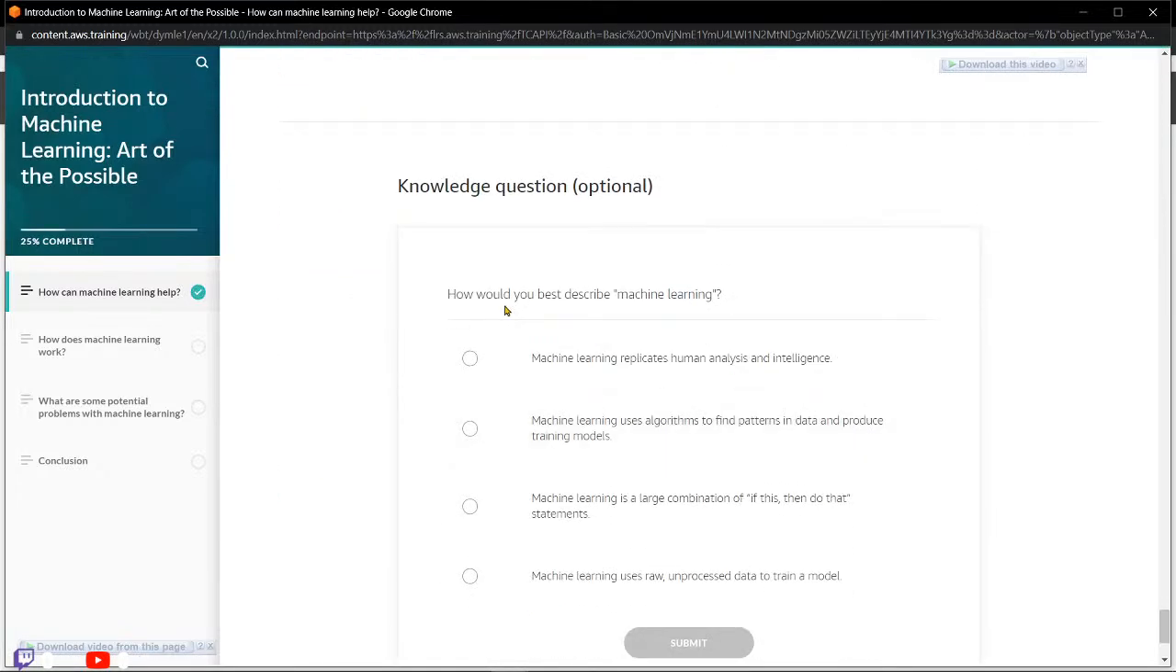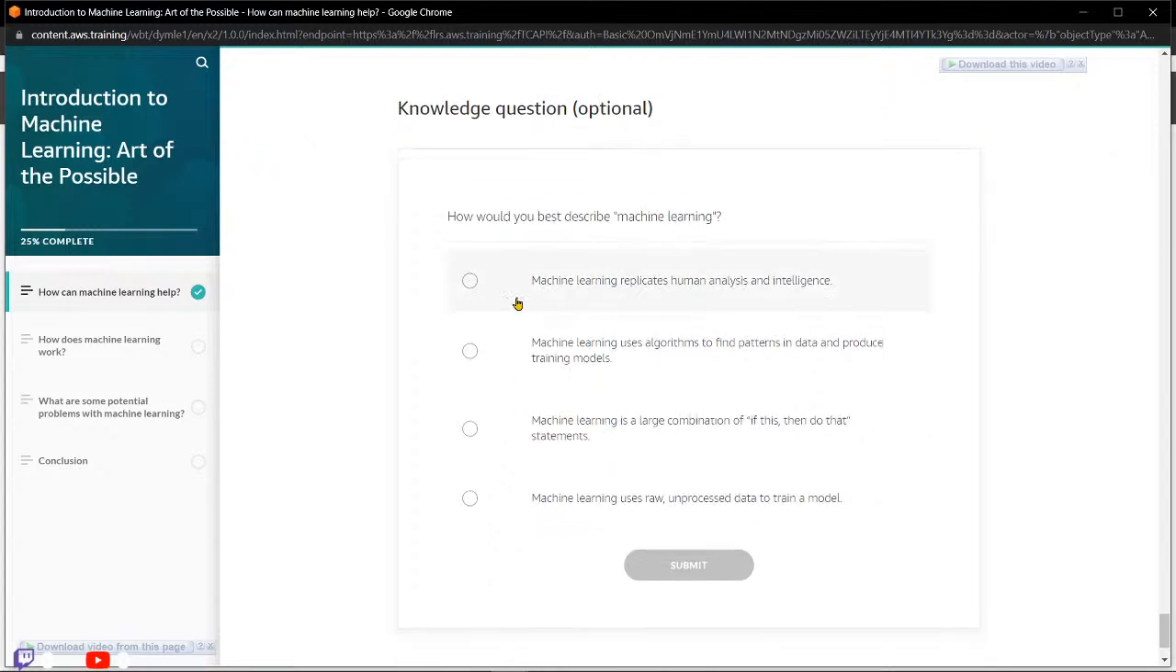Knowledge question: how would you best describe machine learning? Machine learning replicates human analysis and design. Machine learning is an algorithm to find patterns in data and produce training models. Machine learning is a large combination of if-this-then-do-that statements. Machine learning uses raw unprocessed data to train the model.